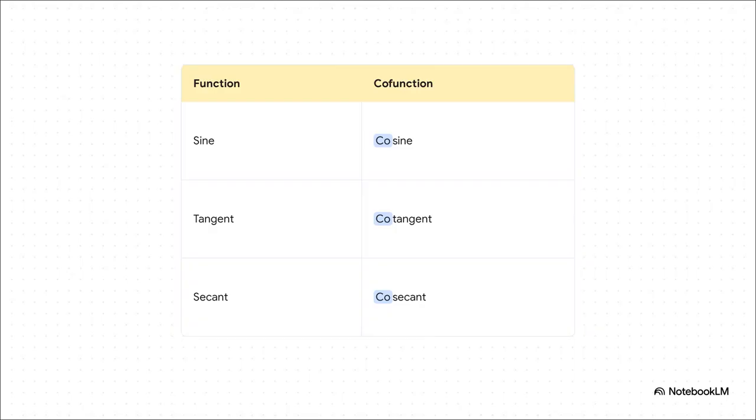This gives us these three perfect pairs. You've got sine and its complement, cosine. You have tangent and its complement, cotangent. And of course, secant with its complement, cosecant. They're all linked together by this one simple idea.